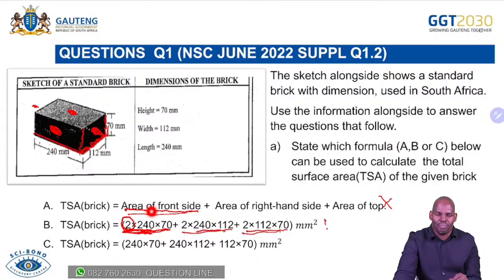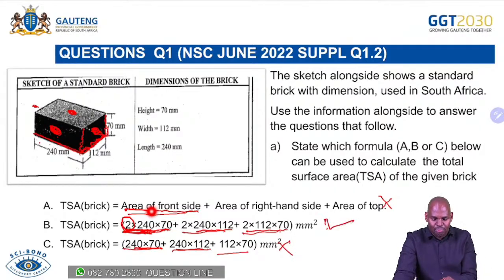But we can also confirm that by looking at the third one. The third one is 240 multiplied by 70. So 240 multiplied by 70 is this one multiplied by that, but it's only this side. And 240 multiplied by 112 is only the bottom face. And then 112 multiplied by 70, it's only this side on the right hand side. So if you look at this one, it's only the total area of 3 faces. So this one is not correct. So therefore, our correct answer here is B. Okay, correct answer is B.